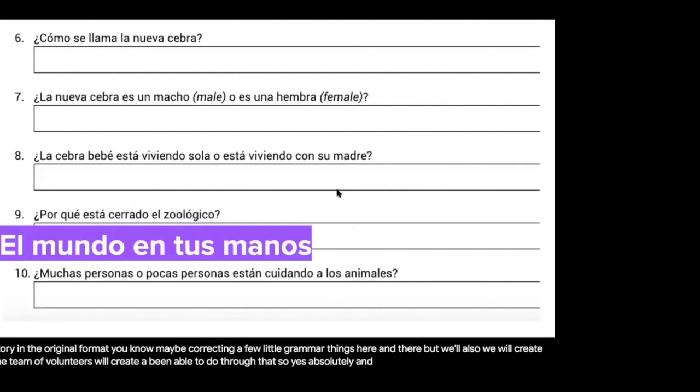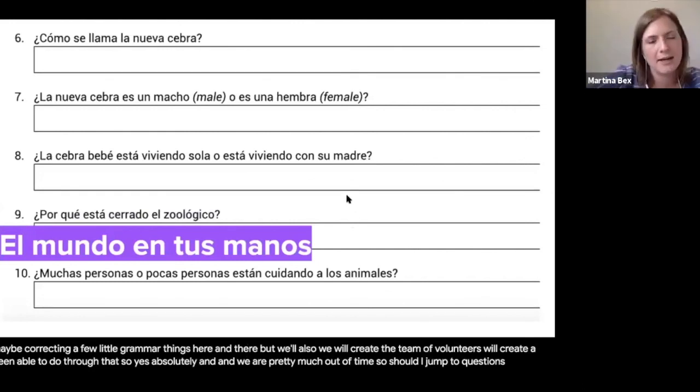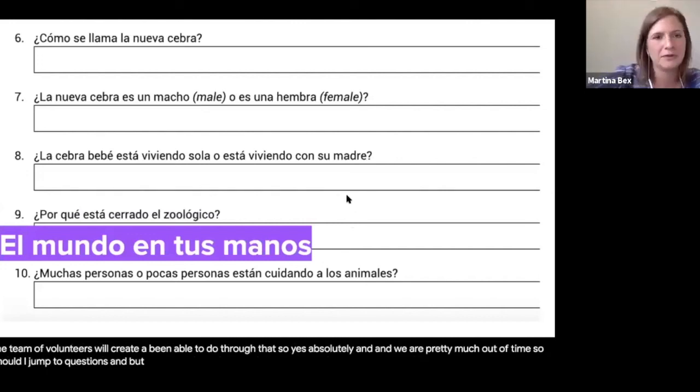We had a question about El Mundo en Tus Manos. Is that a subscription that renews every year? You have to get a new subscription every year. So right now, you could purchase the old subscription, but the articles are a little bit out of date now. So I would purchase for the coming school year.